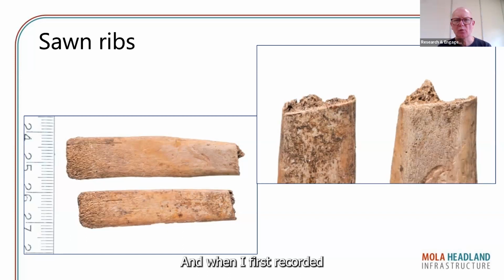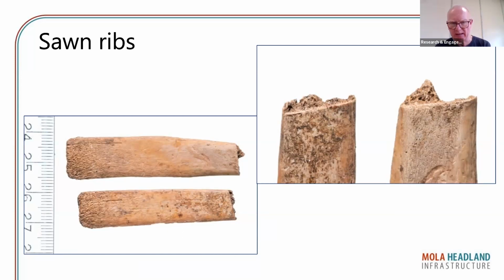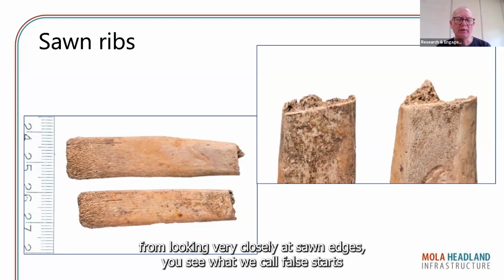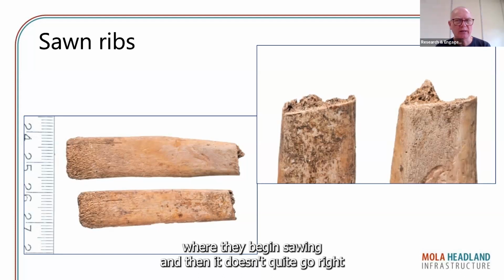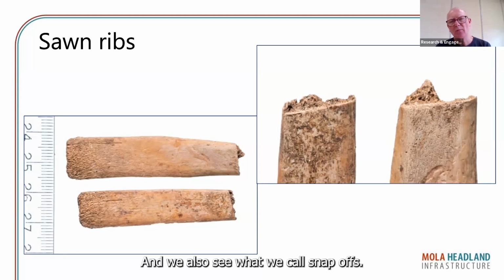And when I first recorded these, I recorded these as fractures because I didn't believe what I was looking at. But I had to go back and record them again because they are clearly sawn bones. And you can tell that both from looking very closely at the sawn edges. You see what we call false starts, where they begin sawing and then it doesn't quite go right and they have to pull the saw out again and start again. And we also see what we call snap-offs.